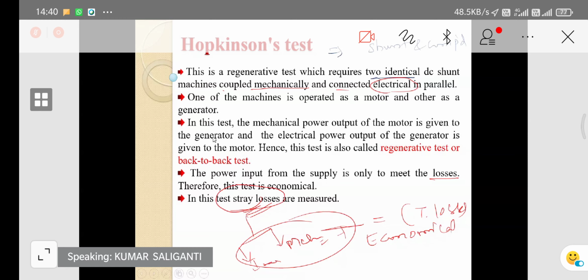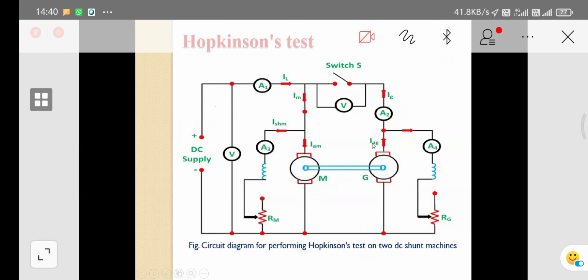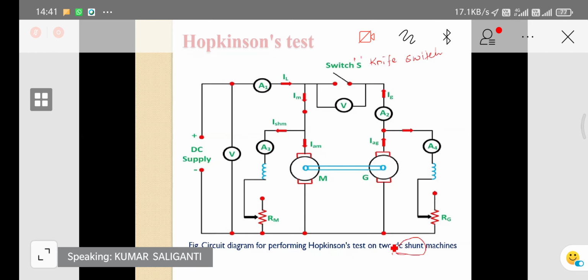So coming to the experiment side, how to conduct this test. Generally, this switch is called a snare switch. First of all, this is the circuit diagram of performing the Hopkinson test on two identical shunt machines.